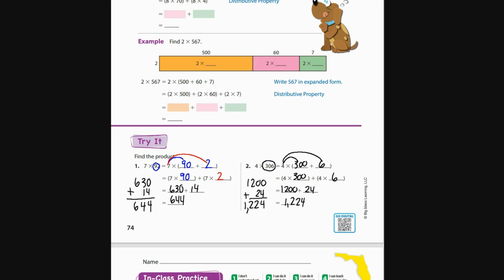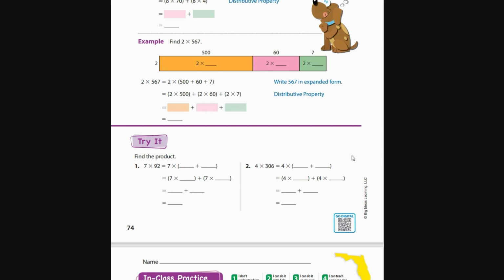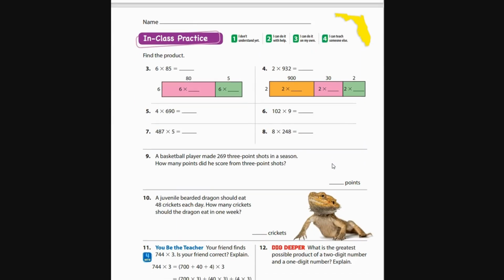Okay, now we're going to get to the in-class practice. So let's go to the in-class practice. And again, let's focus on the same steps that we were doing before. What did they already expand for me? Distribute 85, 80 plus 5. That part is done. So let's go back to the rule.